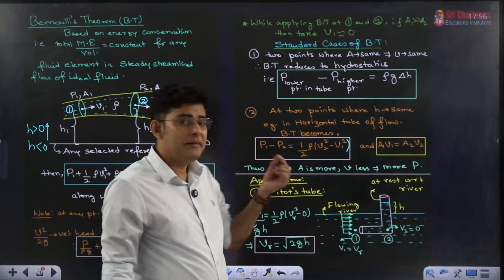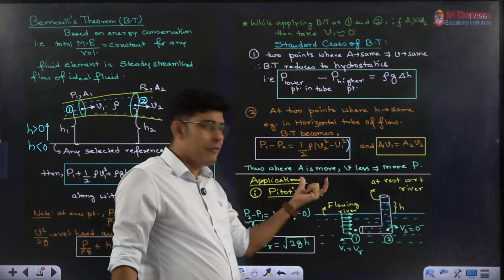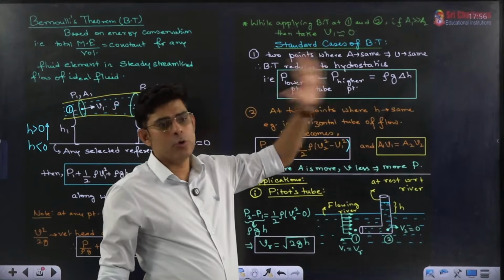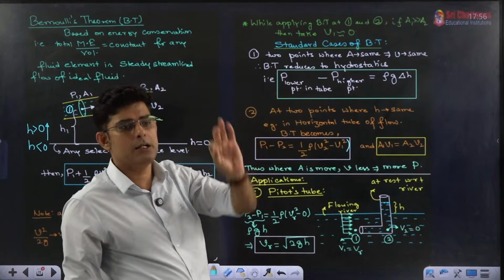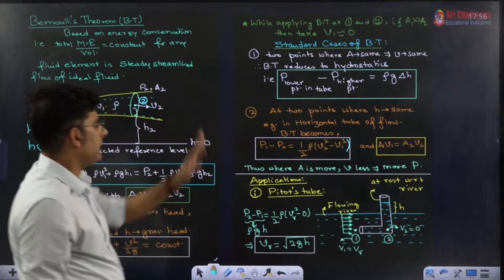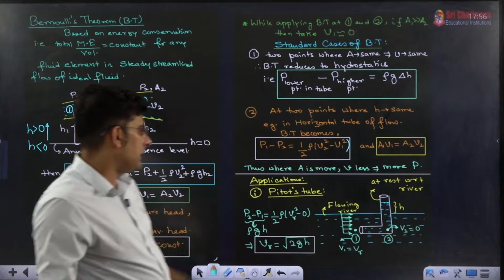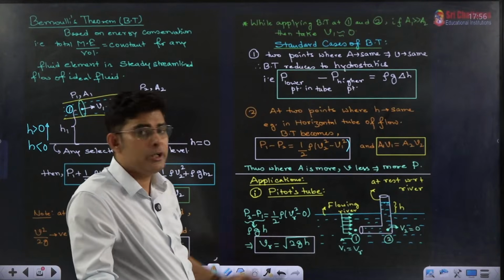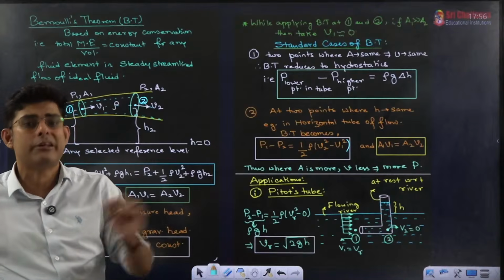So the simple way: where the area of cross section of the tube of flow is more, V will be less, pressure will be more. More area, more pressure, less speed. That's it. This is the case, and it has very important applications. The first one I have written is Pitot's tube. What is Pitot's tube used for? It is used to measure the speed of flow of a river.